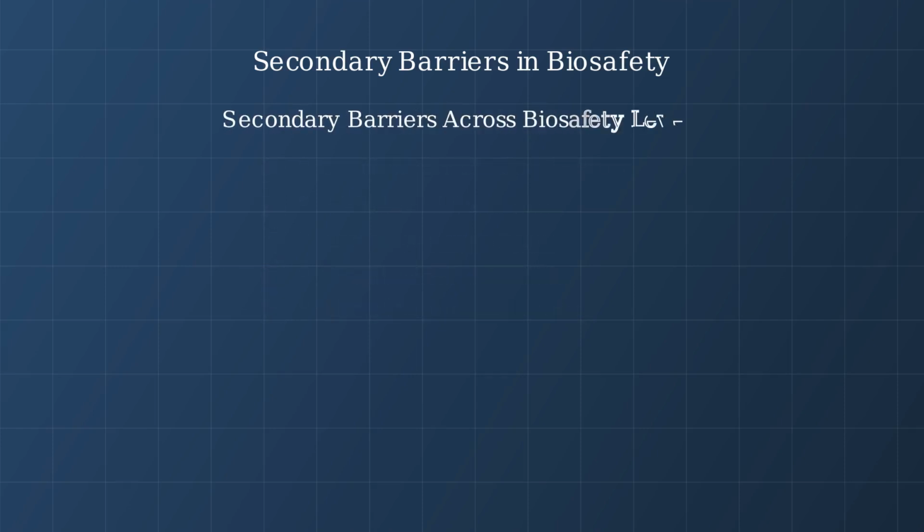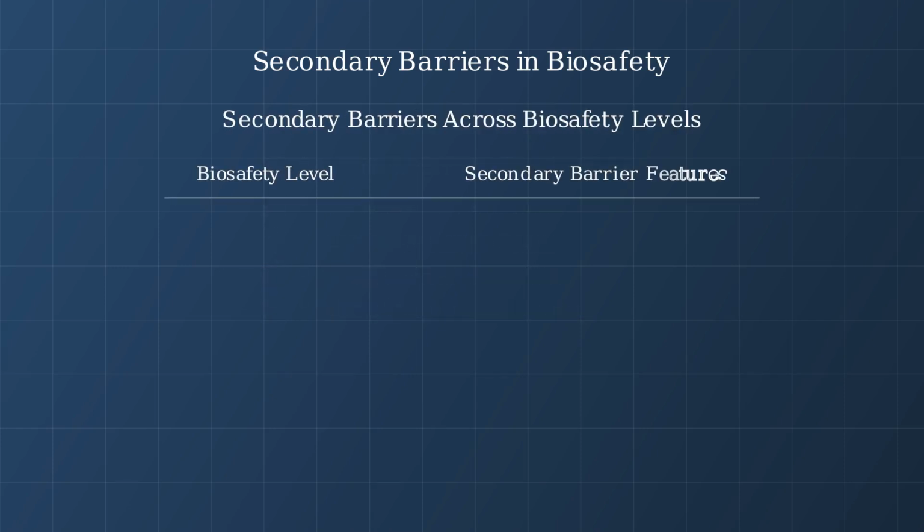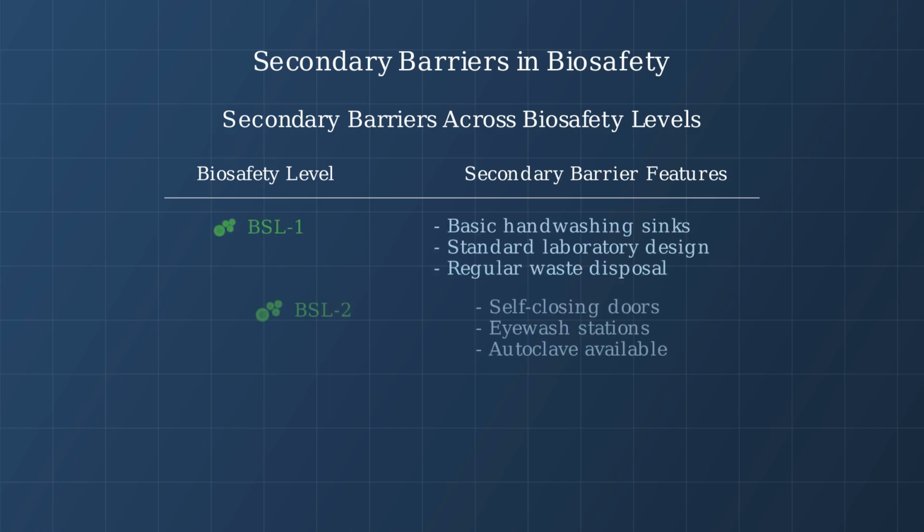Secondary barriers become increasingly sophisticated as we move from lower to higher biosafety levels. Biosafety Level 1 requires only basic barriers like hand-washing sinks and standard laboratory design. BSL-2 adds self-closing doors, eye-wash stations, and access to an autoclave.